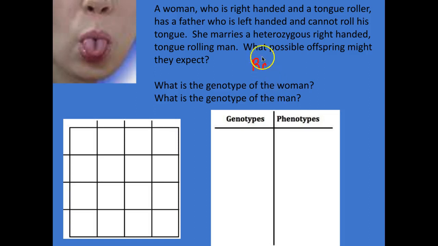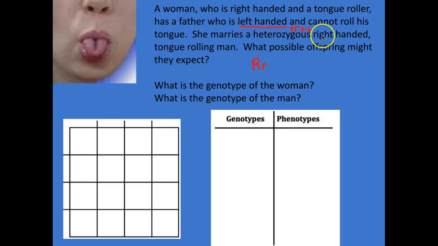a recessive allele because he was homozygous recessive for that because he's left-handed. That's the recessive gene, or the recessive genotype. And he cannot roll his tongue. So his genotype was big R, little t, little t.